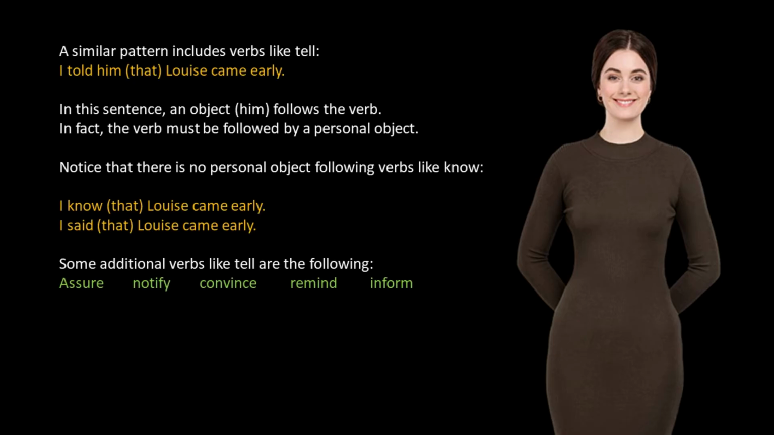A similar pattern includes verbs like tell. I told him that Louise came early. In this sentence, an object, him, follows the verb. In fact, the verb must be followed by a personal object. Notice that there is no personal object following verbs like know.